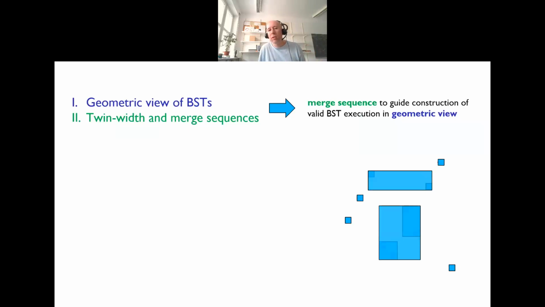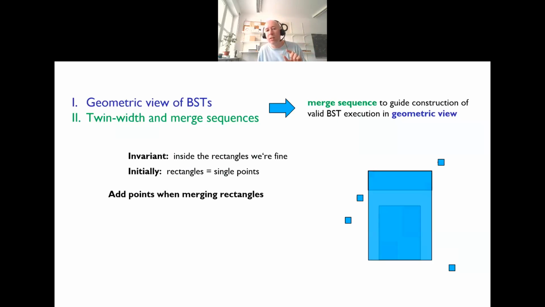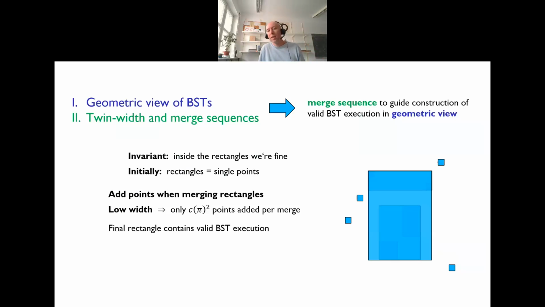So we follow this merge sequence and we maintain the invariant that inside each rectangle we already have a solution. Okay, this is true initially because each rectangle is a single point which is valid, and we just have to take care that when we merge two rectangles, we establish the invariant. So we have to add some points then, and because of the low width, we can show that we only add a limited number of points during each merge.